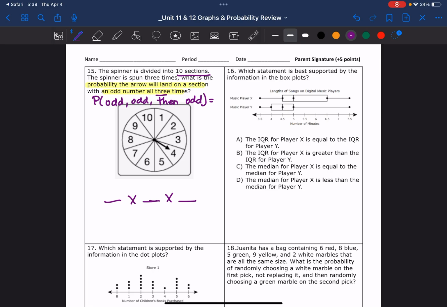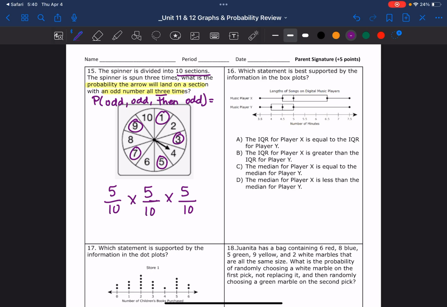It's already telling us how many sections there are. There's 10, and I also see 10 numbers on that. And it's asking for an odd. So let's circle all of the odds. 1, 3, 5, 7, 9. So that is 1, 2, 3, 4, 5 out of the 10 numbers. All of them will have 10 for the denominator, and all of them will have 5. Now, in spinners, it's going to be the same because we're going to spin it no matter what. We're not going to take anything out, right?